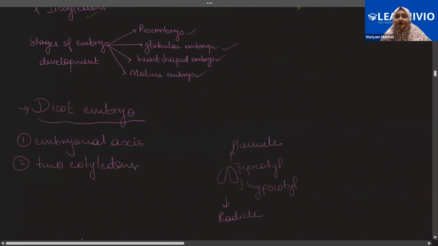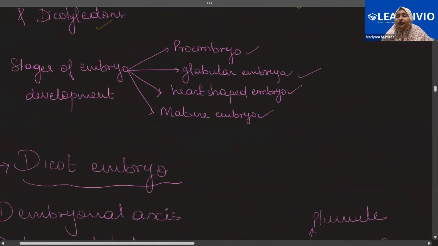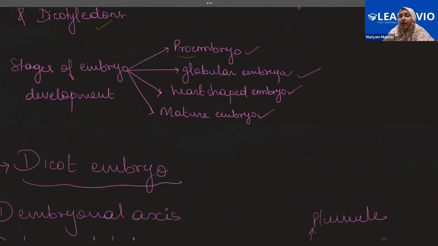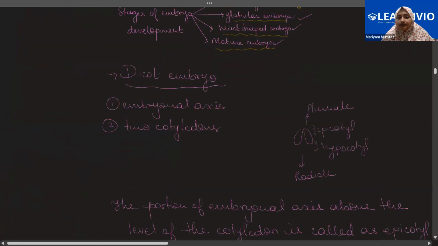Anyway, see, up until the formation of a mature embryo, there are certain stages that take place. The first is the pro-embryo stage. Pro means very initial part. Then that pro-embryo develops into globular embryo. A globular structure stage comes. Then comes a stage that is heart-shaped embryo. It sort of looks like this. Heart-shaped embryo. Then ultimately it leads to the formation of a mature embryo. So these are the stages that the embryo has to go through up until it becomes a mature embryo.